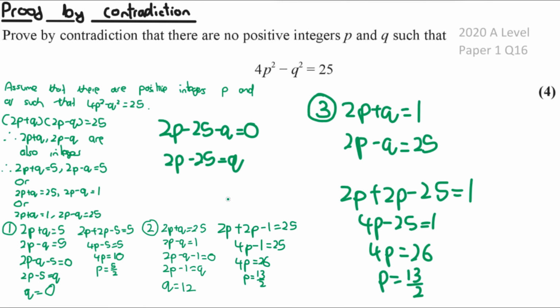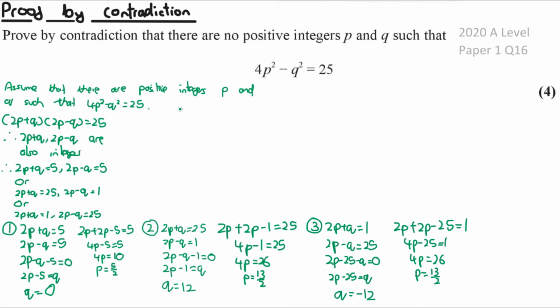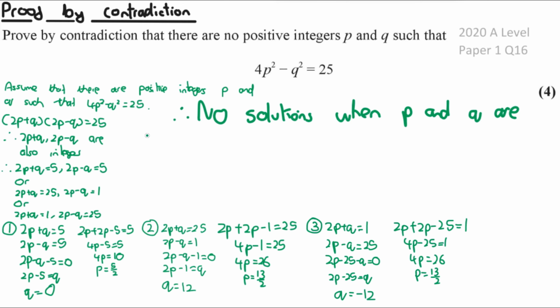And then if you sub this into here, you get that the value of q is equal to minus 12. But again, this doesn't matter because this is already not a positive integer. So this is not a valid solution. So therefore, we have proved that there are no solutions when P and Q are positive integers.